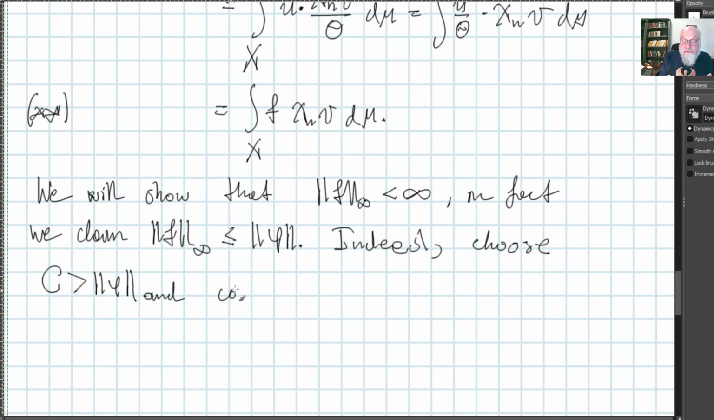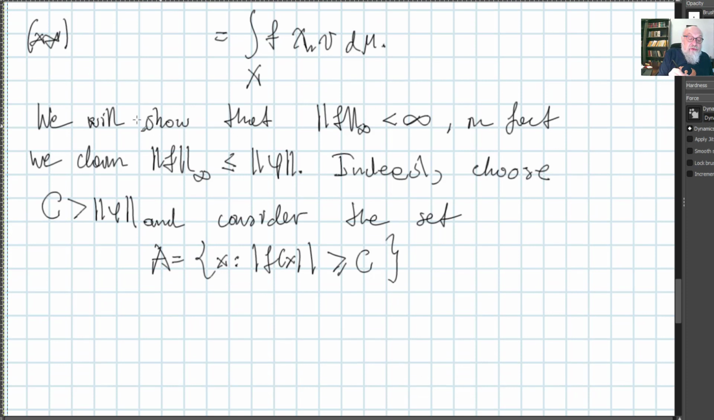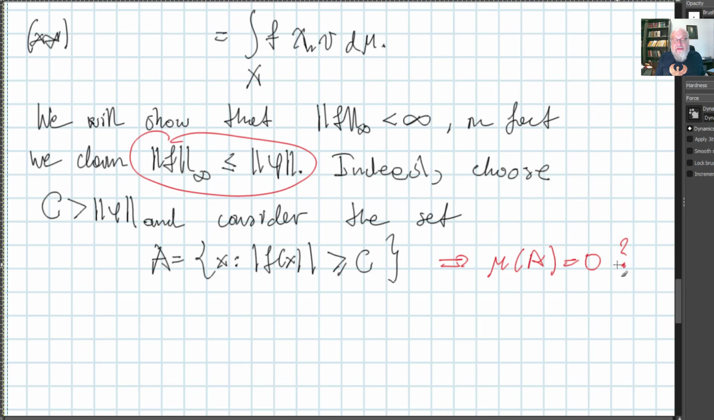Consider the set, and I call the set A, which will be equal to the set of our x's such that f of x is larger or equal to c. So clearly, in order to show this inequality, we need to show simply that the measure of this set A is zero. So that's what we need to show. In order to do it, we will do the following.